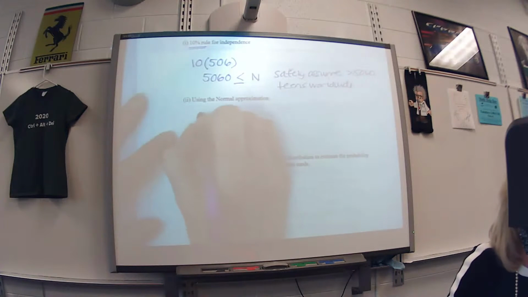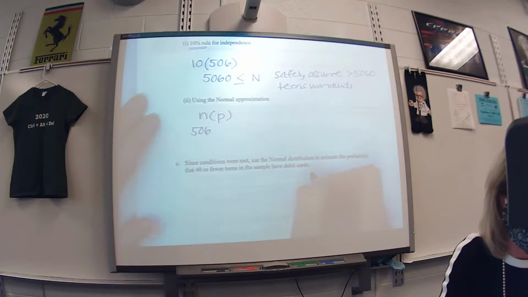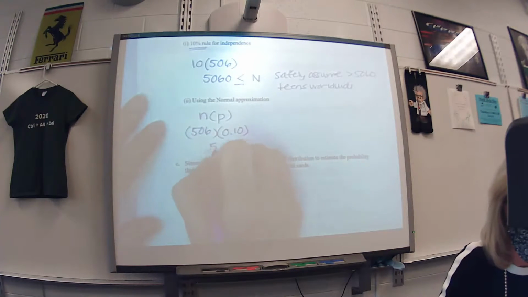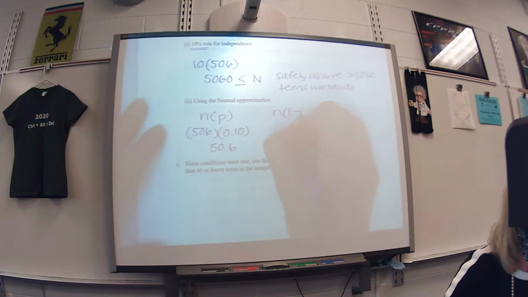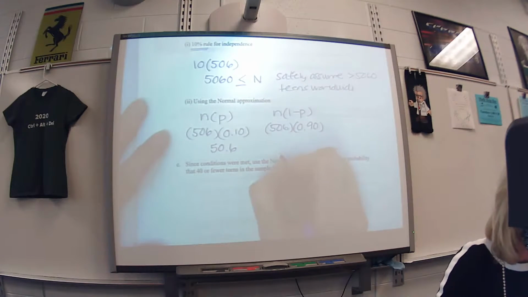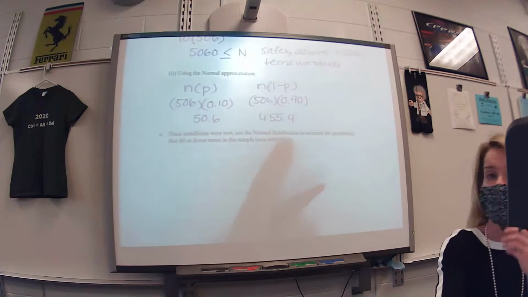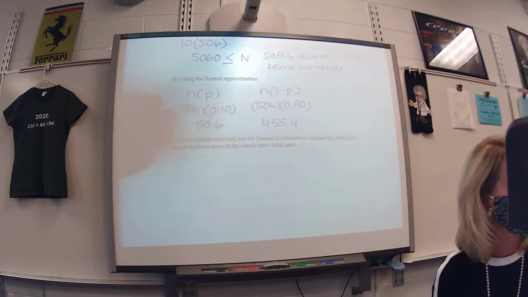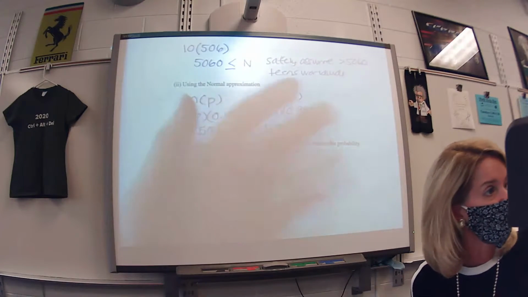We're going to figure out what n times p is. Well, our n is 506, that's our sample size, and our p is 10%, which gives 50.6. And then you're going to do n times 1 minus p. So 506 times 0.90, which is 455.4. And it's no coincidence that those add up to 506, because this is the expected number of people I expect to have debit cards, and these are the ones that I expect don't.